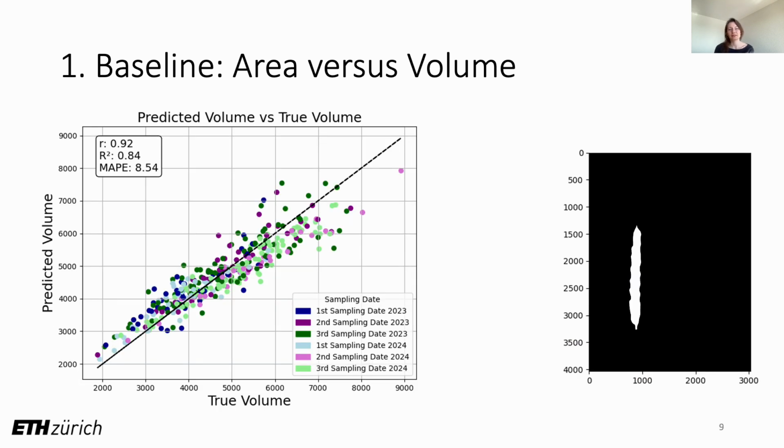Here you can see the correlation between the true measured volume on the x-axis and the predicted volume on the y-axis based on the area of the wheat heads of the 6 images. We get a correlation of 92% and a mean absolute percentage error of 8.45. So the correlation looks quite nice, but then if you look at the larger wheat heads, you can see that our algorithm still over or underestimates their volume.